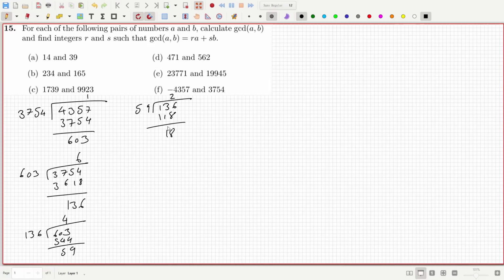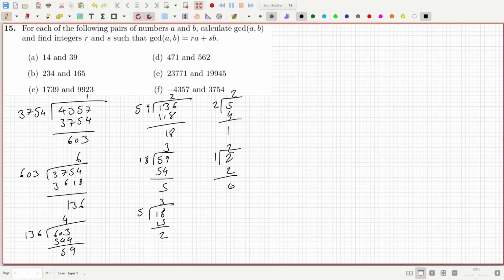And then 18 into 59. 3 times. 54. Oh my, it's going to be a long one again. 5. 5 into 18. 3 times 15. 2. 2 into 5. 2 times 4. 1. 1 into 2. 2 times 2. 0. So the GCD is 1.